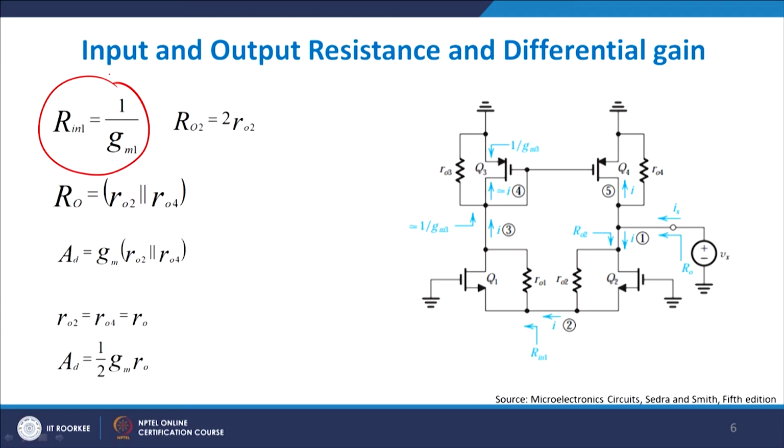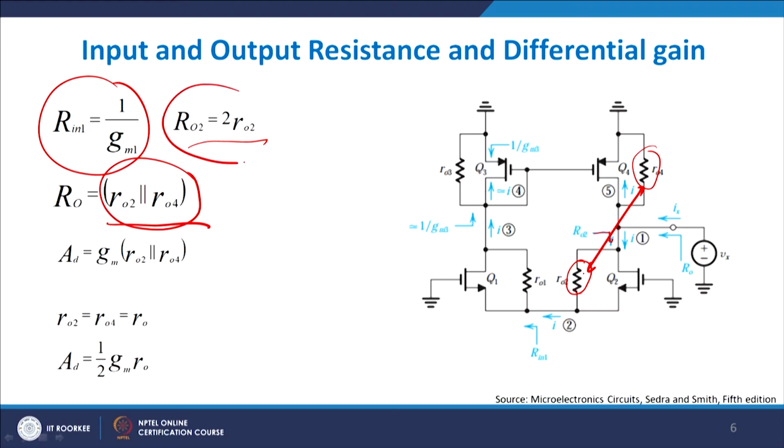Let us look at the input and output resistance of the differential pair. If you look, input resistance will be given as 1 by gm1. We have already looked into the fact that the input resistance given here is 1 by gm1. R02 will be 2 times R02. The reason being that if you look from this side, you have R01 coming from here, one resistance is coming from here, and another one is basically coming from here. So they are equal, and therefore I assume it to be true. And therefore R0, the effective resistance seen at this particular point, these two are in parallel, and therefore I get R02 parallel to R03, right.